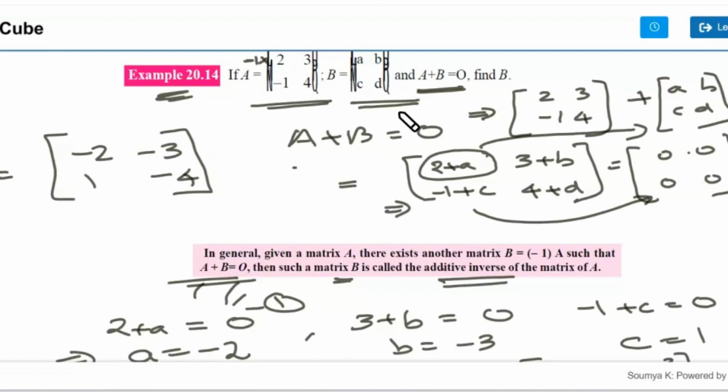So what happens is each and every sign changes, and here it becomes minus 2 of 3, minus 3 here, and this becomes positive 1, and this is negative 4. So that is true in this case. So that is what we can call B as the additive inverse of matrix A. That is being proved here. Okay, so this is a property that can be used.